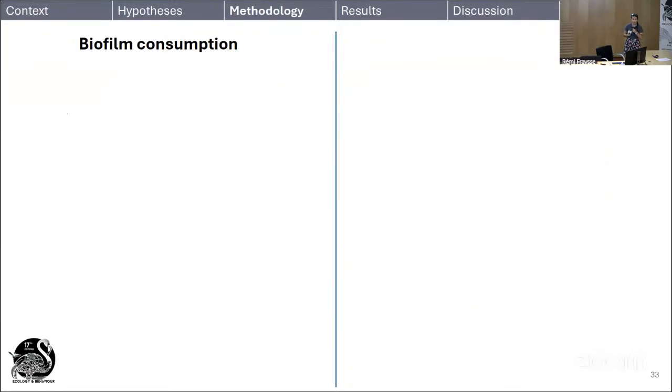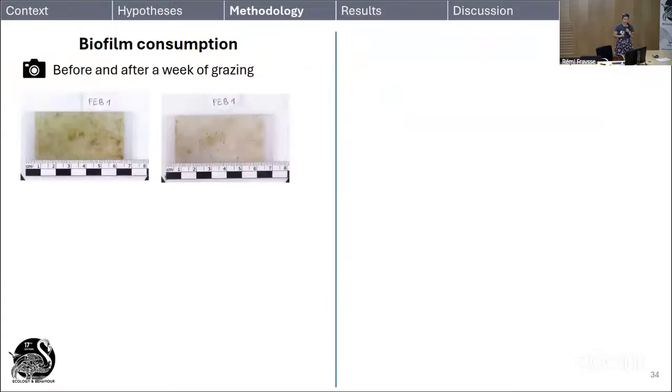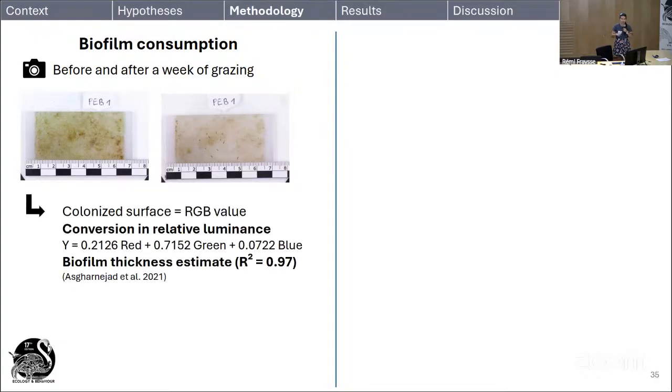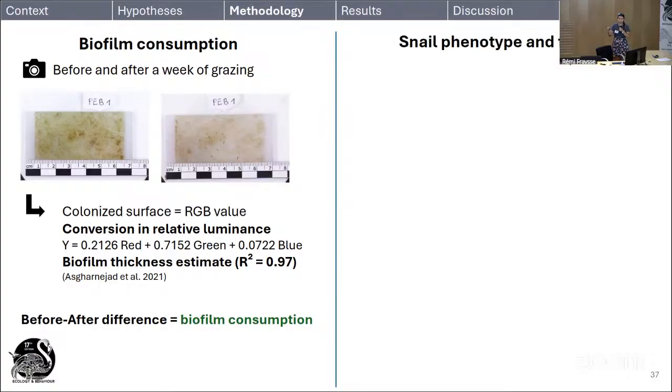So the first thing we measured was the biofilm consumption. It's a bit tricky, but you will understand. I took pictures before and after a week of grazing, so you can see that the plate becomes lighter after a week of grazing. And I worked on the color of the colonized plate. I took the RGB value and I converted it into relative luminance using this equation. And this relative luminance is a good estimate of biofilm thickness. Therefore, the before-after difference gives me the biofilm consumption. So the bigger the difference, the more it's consumed.